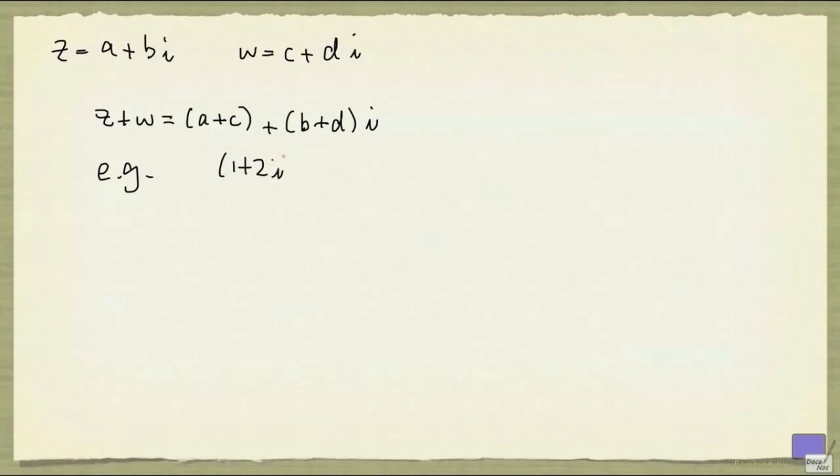If I look at 1 plus 2i plus minus 2 plus i, I would end up with minus 1, because 1 plus minus 2 is minus 1, and then plus 3i because I have 2i in the first complex number and 1i in the second complex number.